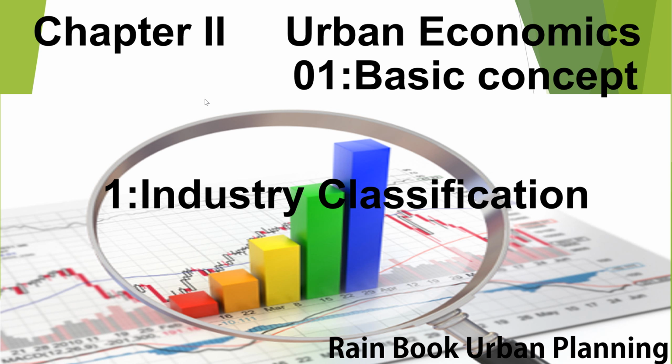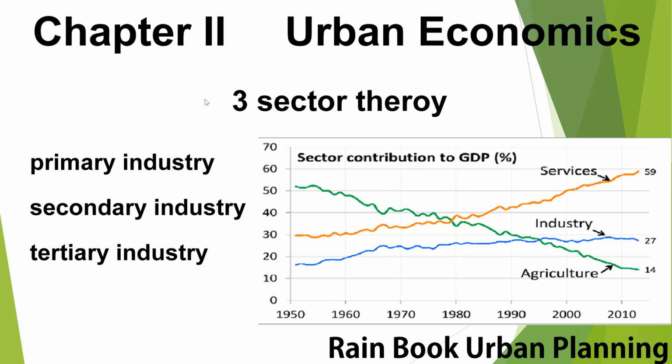Well, the first part is industry classification. How do we divide companies into different groups? Well, we can divide them in several ways. The most commonly seen is the three-sector theory. Companies are divided into primary, secondary, and tertiary sectors.